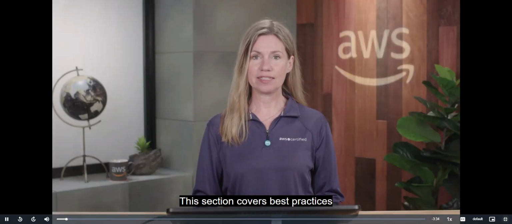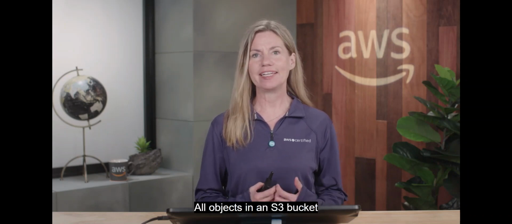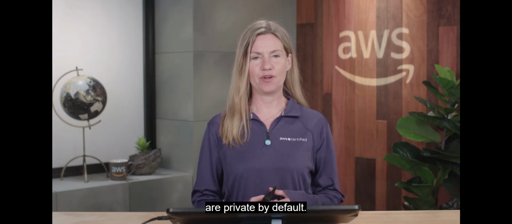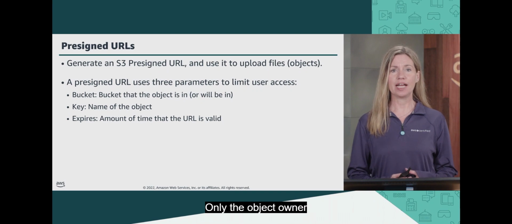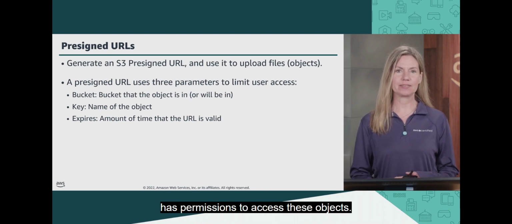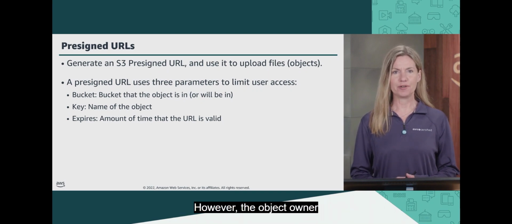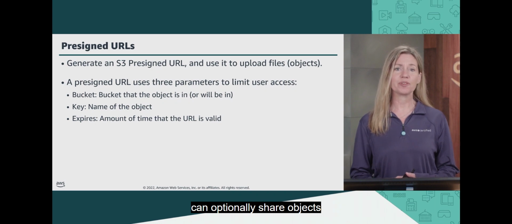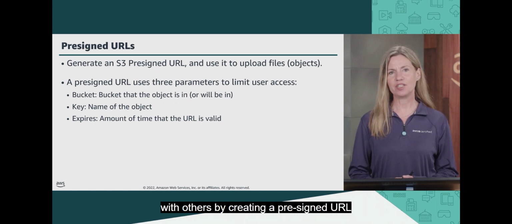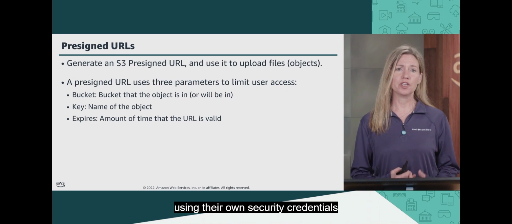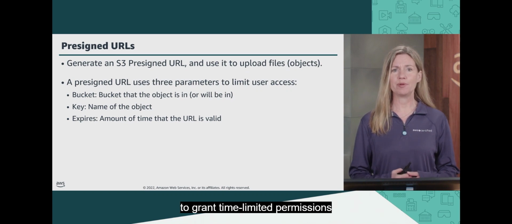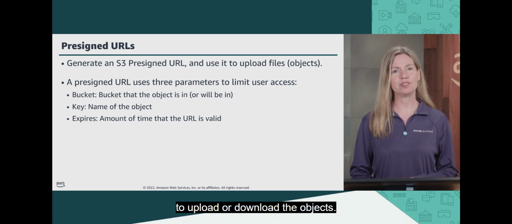Covers best practices to protect data in Amazon S3. All objects in an S3 bucket are private by default. Only the object owner has permissions to access these objects. However, the object owner can optionally share objects with others by creating a pre-signed URL, using their own security credentials to grant time-limited permissions to upload or download the objects.